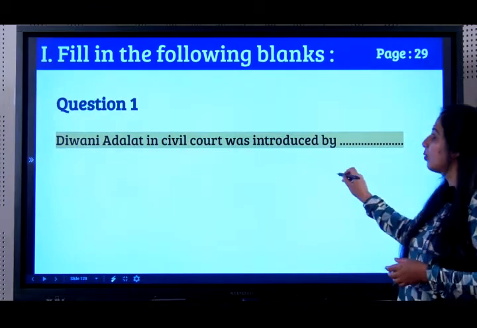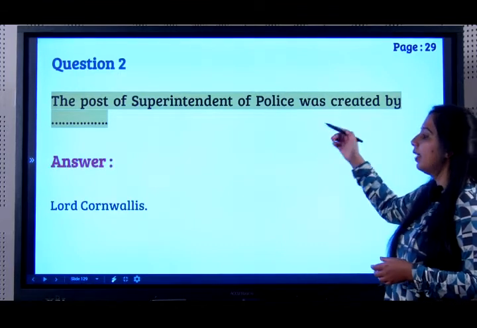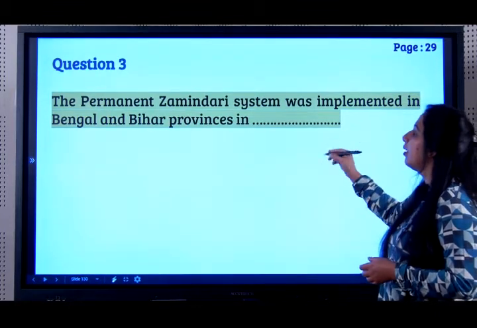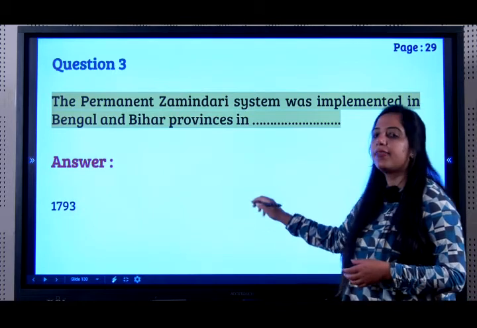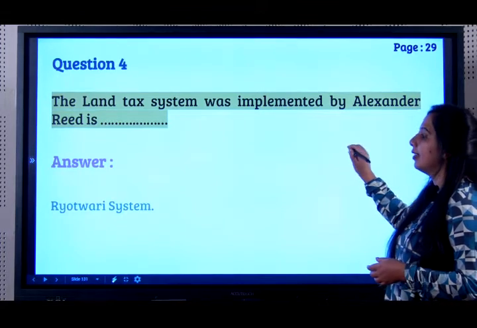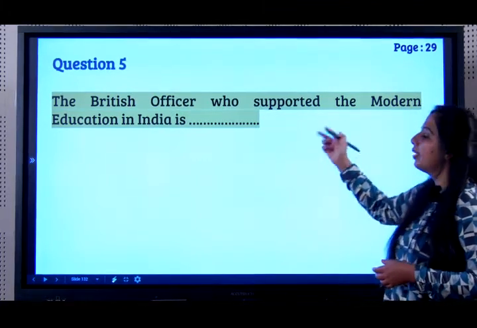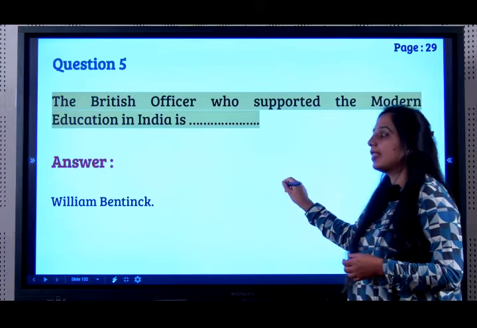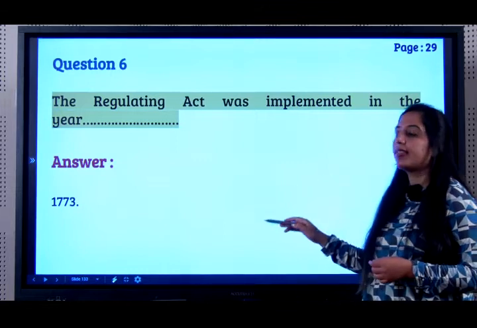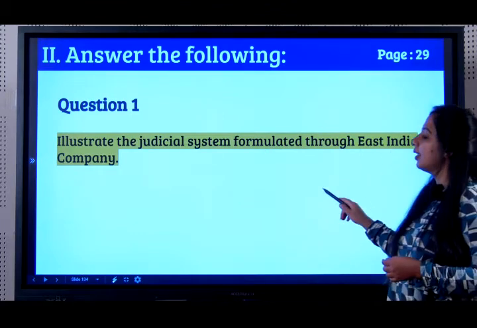Diwani Adalat in civil courts was introduced by Warren Hastings. The post of Superintendent of Police was created by Lord Cornwallis. The permanent zamindari system was implemented in Bengal and Bihar provinces in the year 1793. The land tax system implemented by Alexander Reed is called Rayatwari system. The British officer who supported modern education in India is William Bentinck. The Regulating Act was implemented in the year 1773.